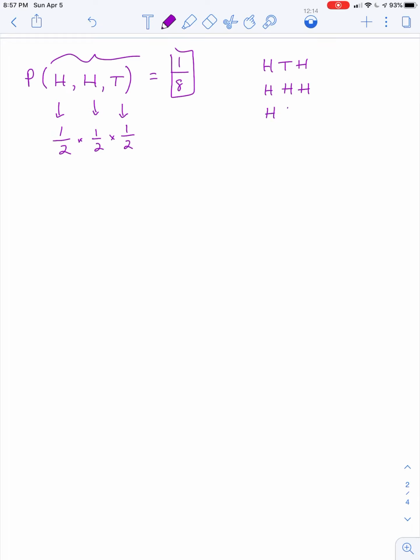Another possibility would be heads, heads, tails. Another possibility, which is what we're looking for, right? So I'm going to star that one. Another possibility could be heads, tails, tails. Another could be tails, tails, tails. We could also get tails, heads, tails. We could get tails, heads, heads. Or we could get tails, tails, heads. And I think that's all of them. And that's 1, 2, 3, 4, 5, 6, 7, 8 different equal possibilities. But this is the one we're actually after.